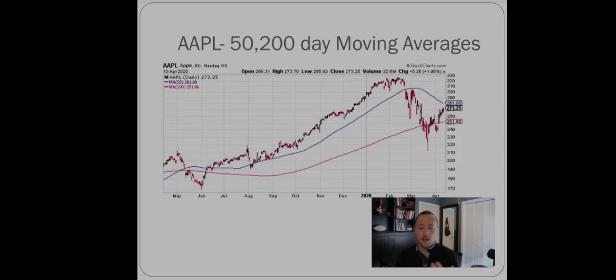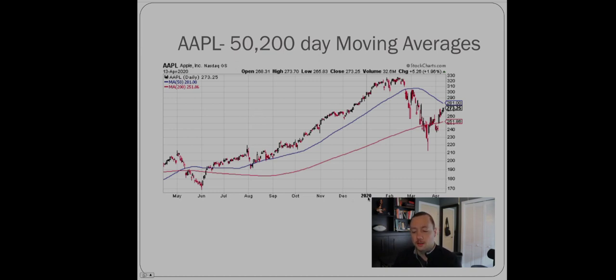Well, if we look at an Apple chart here, this is over a 1-year time period, we can see a blue and a red line coming in right here, blue line, red line, and what those are is the moving averages. So the blue line is a 50-day moving average and the red line is a 200-day moving average.